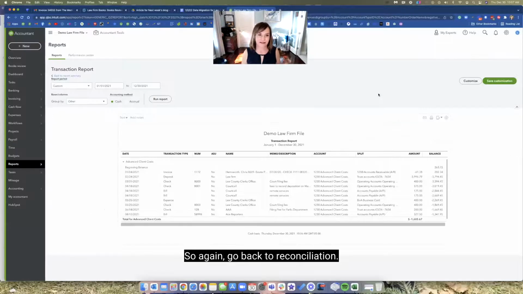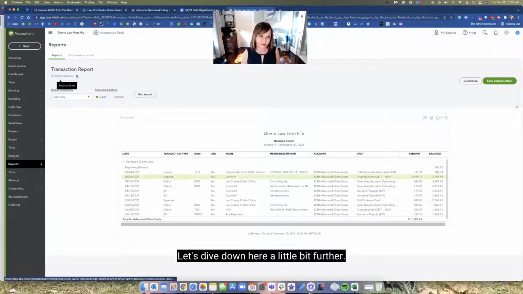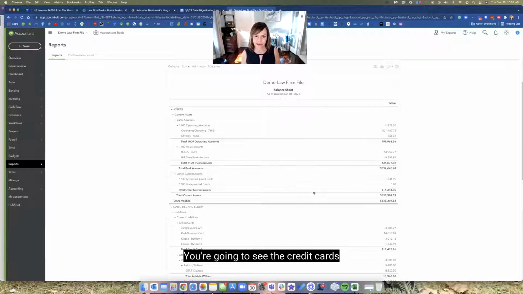So again, go back to reconciliation. Let's dive down here a little further. You're going to see the credit cards, because there's no assets here. Typically with a law firm, you're not going to see a lot of assets. I've seen artwork. I've seen furniture and fixtures. I've seen computers and equipment. I've seen websites. If they spent $25,000 or $30,000 on a website, that would sit on their assets and get depreciated. You might see those things. Just look at them.